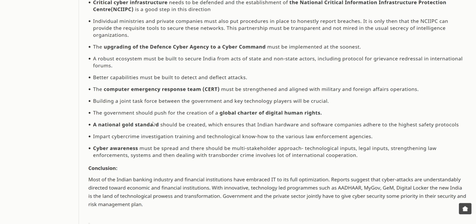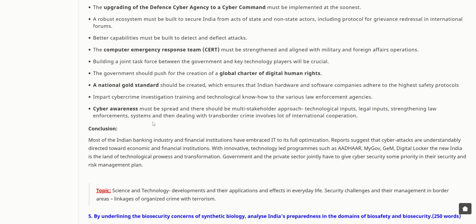Most of the Indian banking industry and financial institutions have embraced IT to its full potential and optimization. Reports suggest that cyber attacks are understandably directed towards economic and financial institutions. With innovative technology-led programs such as Aadhaar, MyGov, GEM, and Digital Locker, New India is the land of technological prowess and transformation. Government and the private sector jointly have to give cybersecurity priority in their security and risk management, similar to how it is given for the on-land, on-air, and on-water security management of this country.